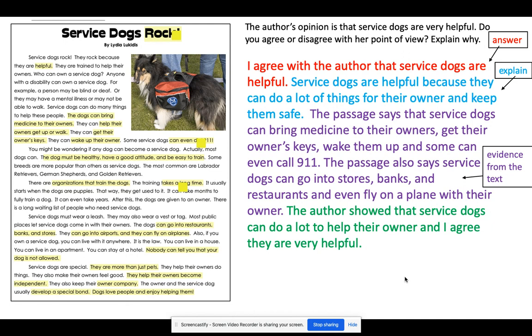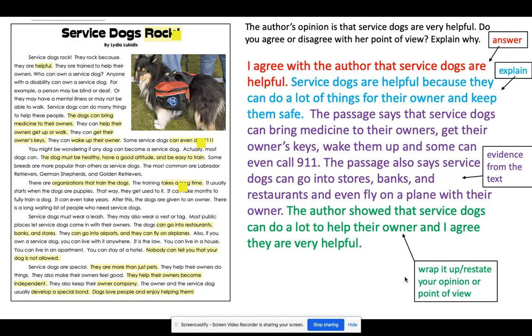Okay, so that was my evidence that I took directly from the article. I don't even have to make up my own words. They were right there for me to use. And then step four is to wrap it up and restate my opinion or point of view. The author showed that service dogs can do a lot to help their owner, and I agree they are very helpful.